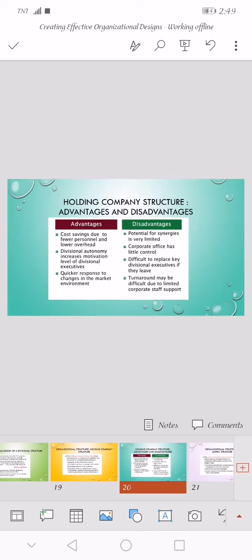Holding company structure advantages and disadvantages. Advantages. First, cost savings due to fewer personnel and lower overhead. Second, divisional autonomy increases motivation level of divisional executives. Third, quicker response to change in the market environment. Disadvantages. First, potential for synergies is very limited. Second, corporate office has little control. Third, difficult to replace key divisional executives if they leave. Fourth, turnaround may be difficult due to limited corporate staff support.